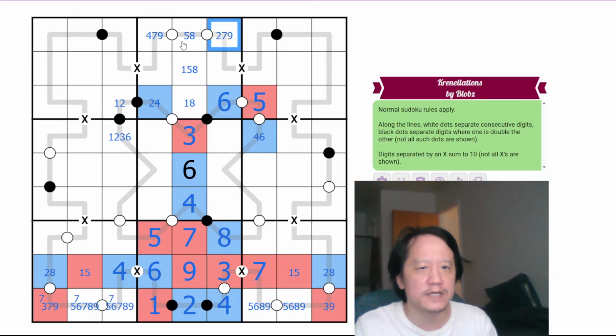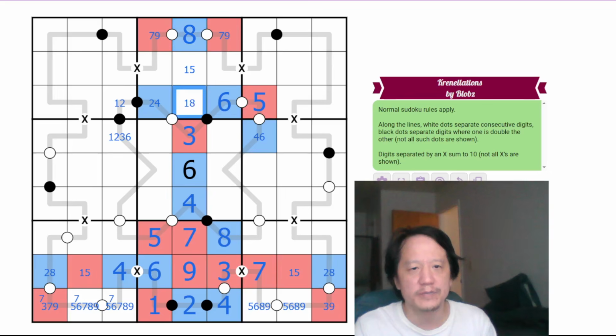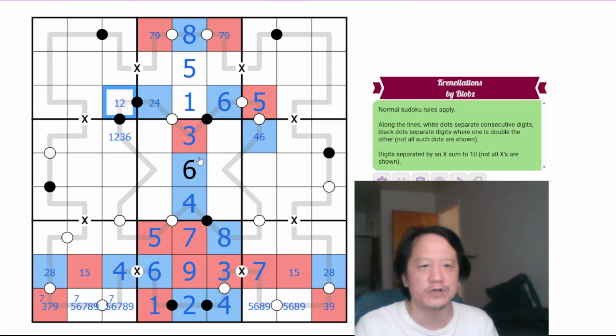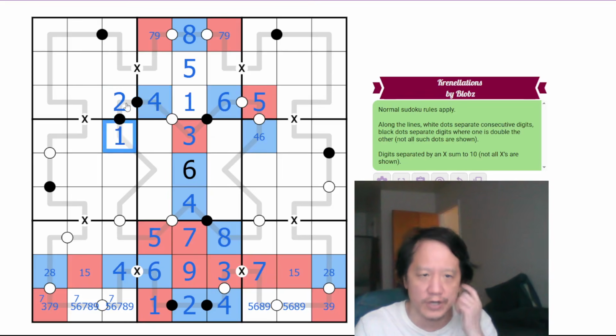2 is not consecutive with 5 or 8. So this cannot be 2. We can't have 4, 5, and 6 to be consecutive here. So this can't be 5, which makes this 8. That's consecutive with 7 or 9. So 8's even here. These are both odd. 8 eliminates 8 here, so that's 1, which makes that not 1. It's 5. 1 eliminates 1 here, so that's 2, which is in a 1 to 2 ratio with 4, and in a 1 to 2 ratio with 1.